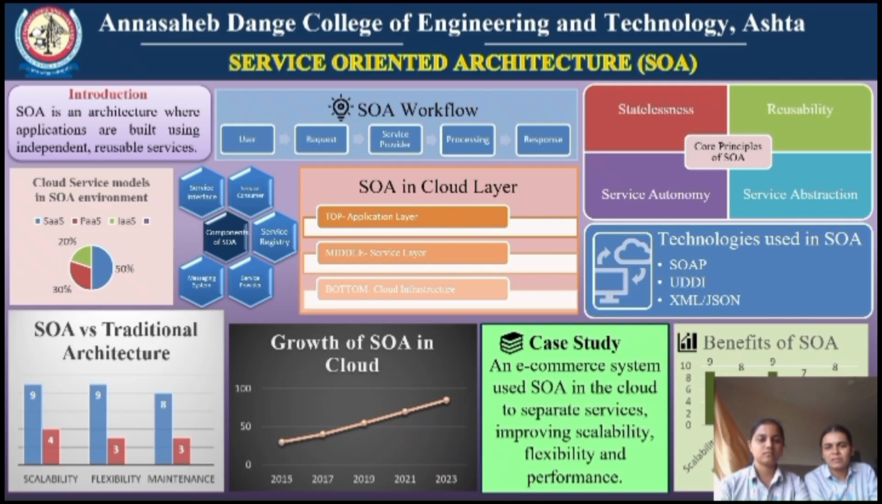When combined with cloud computing, SOA becomes extremely powerful because cloud platforms provide scalable infrastructure, on-demand resources, and global accessibility. This allows services to be deployed, managed, and scaled dynamically. In today's digital world, where applications must handle millions of users and continuously changing requirements, service-oriented architecture in cloud computing provides flexibility, scalability, and efficiency. That is why it is widely used in industries like e-commerce, banking, and healthcare.